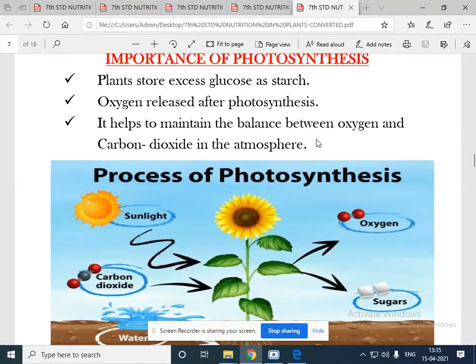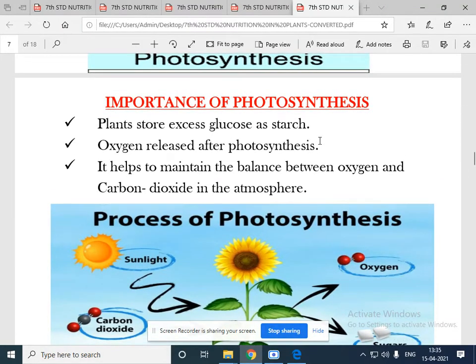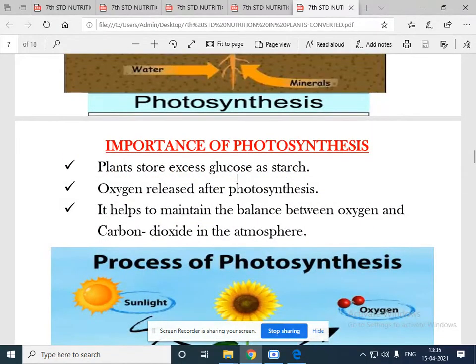So what is the importance of photosynthesis? Why is photosynthesis carried out? What benefit do we get from photosynthesis? Here we know that plants store excess glucose as starch. I told you that they give carbohydrates and oxygen. These carbohydrates that the plant produces are stored in the form of glucose, and glucose as what? Starch. Next point, oxygen is released after photosynthesis.